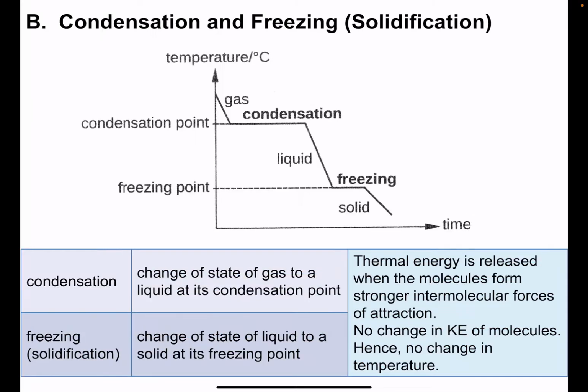Now let's look at a cooling curve. A gas condenses to become a liquid and freezes or solidifies to become a solid. Condensation is the change in state from a gas to a liquid at its condensation point. Freezing or solidification is the change in state from a liquid to a solid at its freezing point. Similarly, temperature is constant because thermal energy is released when the molecules form stronger intermolecular forces of attraction. So again, there is no change in KE of the molecules, and therefore no change in temperature.